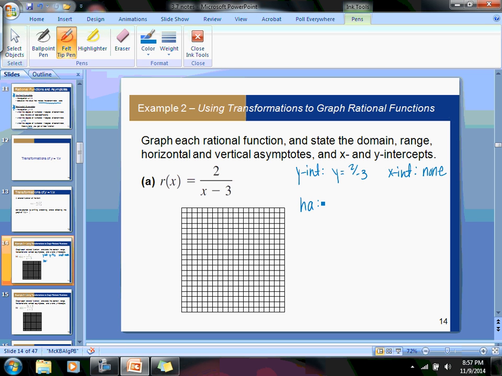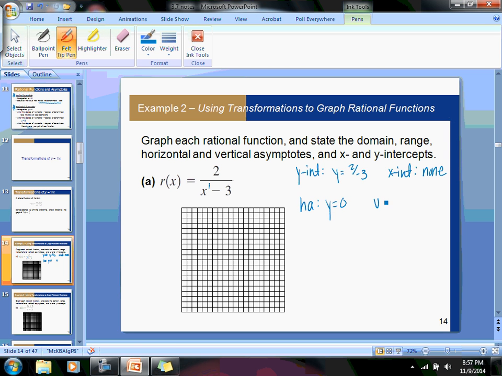Okay, now remember the horizontal asymptote, we have to look for the degree of the numerator and the degree of the denominator. Now the degree of the numerator here is 0, because I would have 2x to the 0. My degree of my denominator is 1. So the degree of the numerator is less than the degree of the denominator, so that means it's automatically y equals 0.